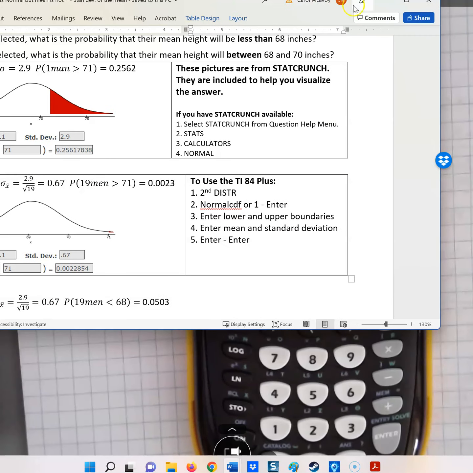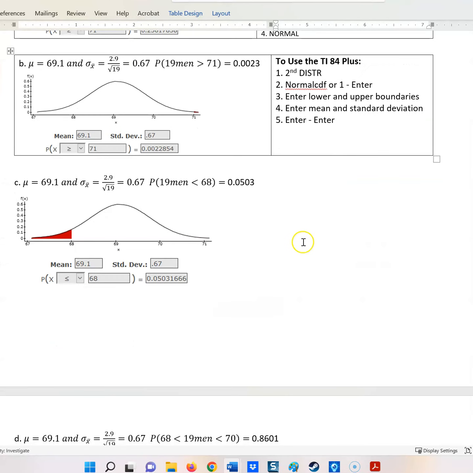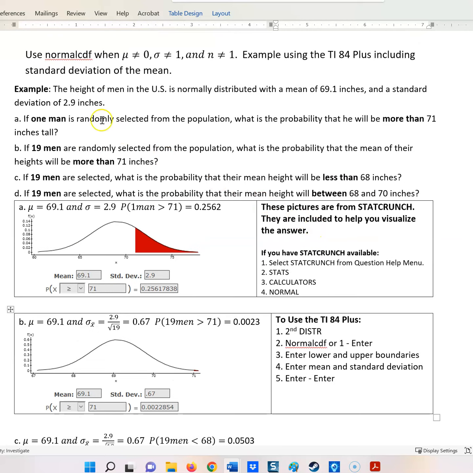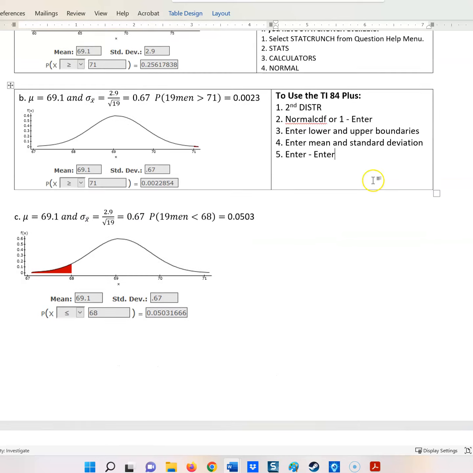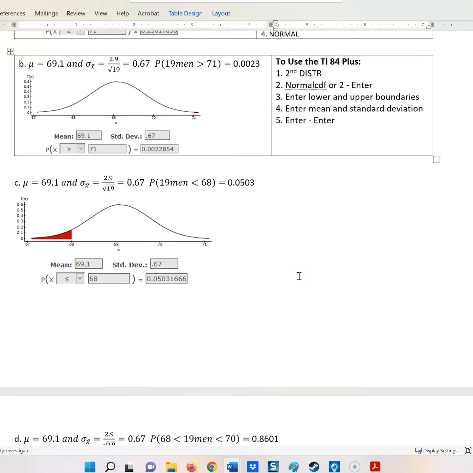If you just want to know how to do this on your calculator, you could be done. I just want to show you a couple of other things. Part C said if 19 men are selected, what's the probability that their height will be less than 68 inches? So just visualizing that, we're looking at the probability that you're going to be over here, less than 68 when the average is 69.1. And you can see that with 19 people, that comes out to be about 5%. You're going to do that the same way, using the same steps that you did before.